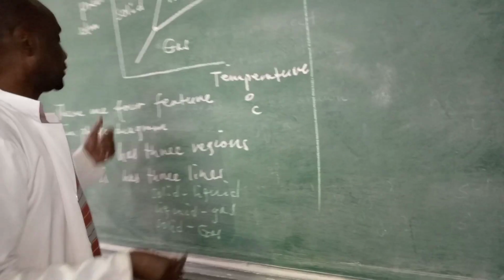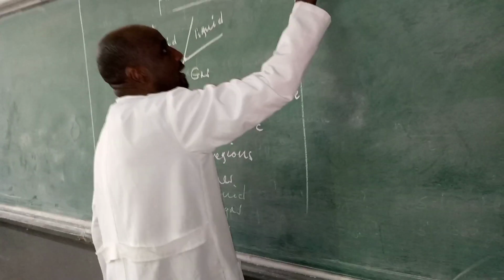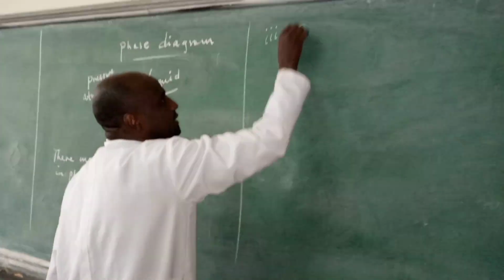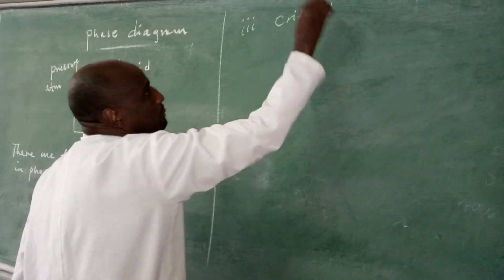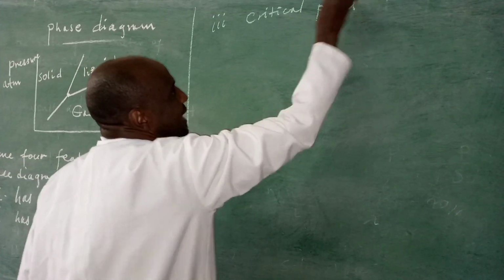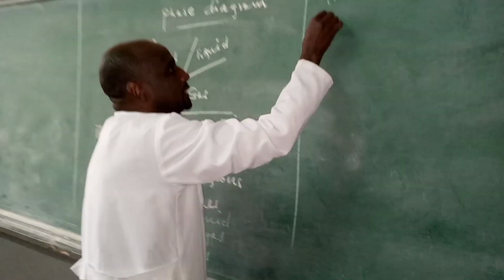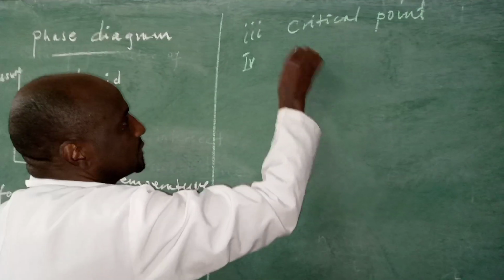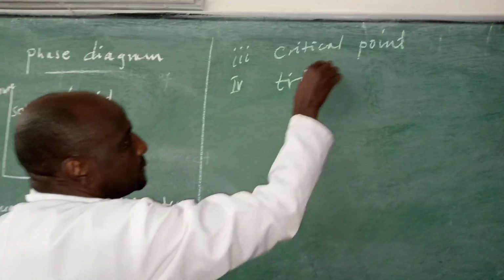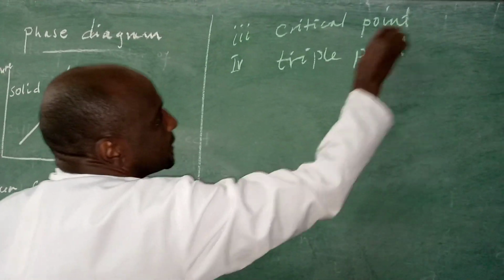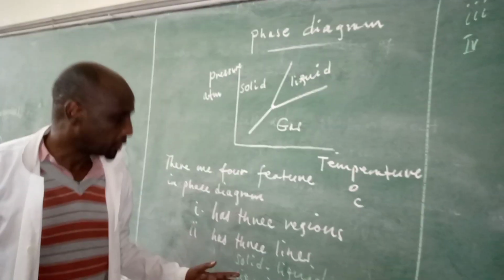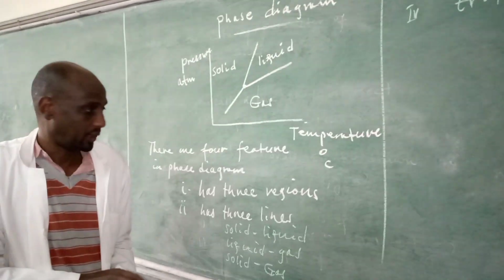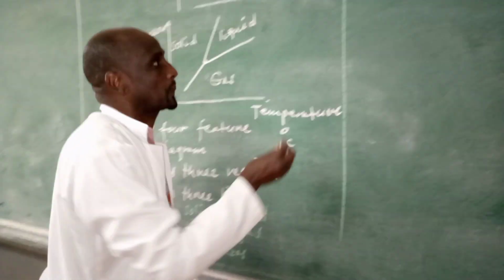The third feature of this one is the unique point, the critical point, the unique point in the phase diagram. And the fourth feature of the phase diagram is the triple point. These are the four features of this phase diagram. Now let's see them one by one.